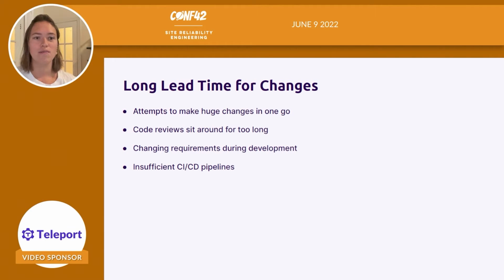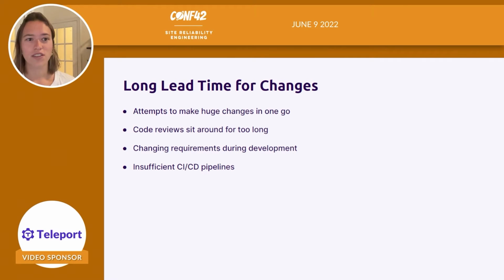If your team is trying to make huge changes in one go, it's going to take a lot longer to review it. It's going to take a lot longer to test it. It's going to take a lot longer to be confident before you get it to production. It also means that your code reviews might sit around for too long. And so you want to avoid making huge changes like this.